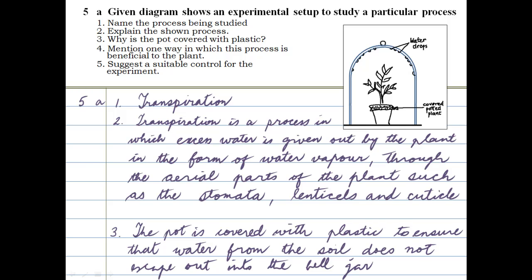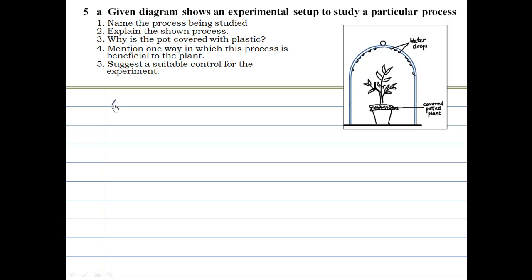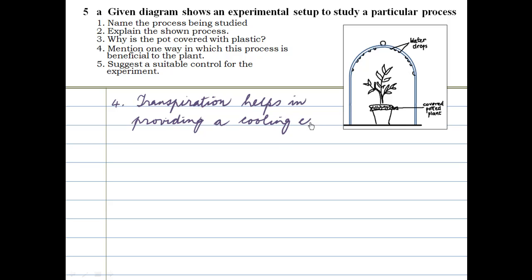Let's move on to the 4th question. It says, mention one way in which this process is beneficial to the plant. Transpiration is beneficial in many ways. Transpiration helps in providing a cooling effect to the plant, much as perspiration does for us. You could also mention that it creates a suction force called a transpiration pull, which helps to pull water as well as minerals inside. You could choose any one of those, yeah?